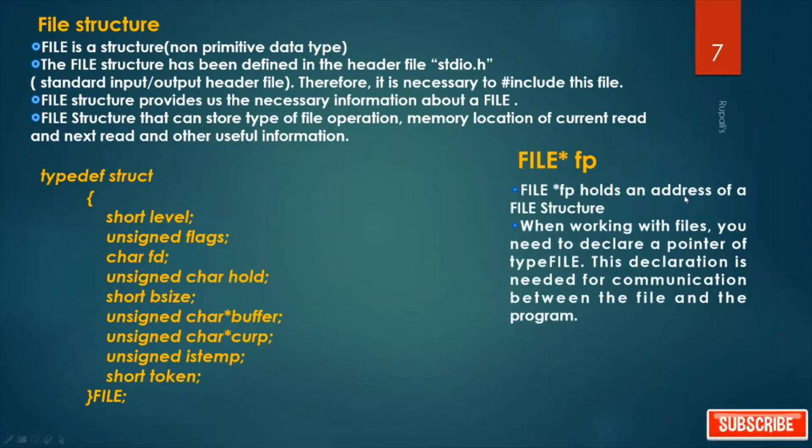So, FILE *fp holds an address of a file structure. When working with files, you need to declare a pointer of type FILE. This declaration is needed for communication between the file and the program.